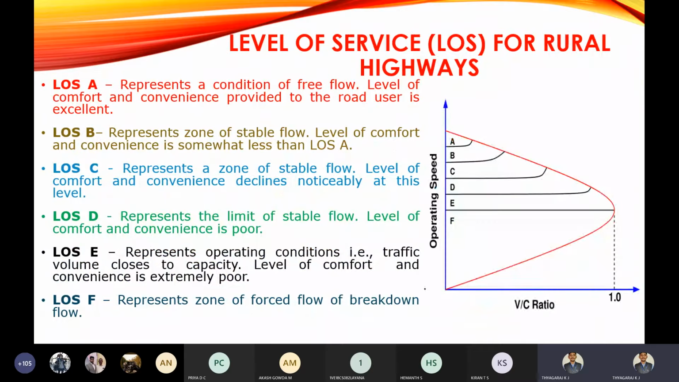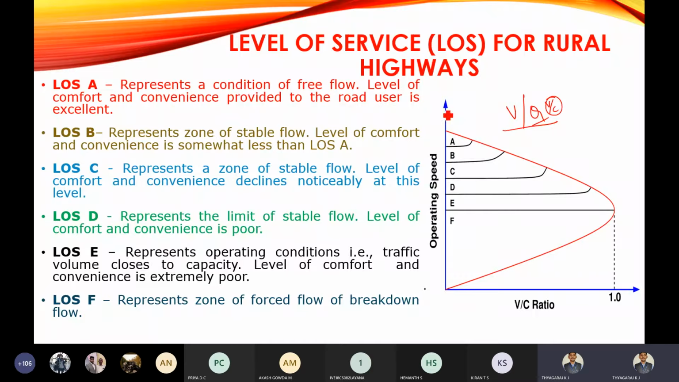I told you, there are 6 levels of service. Among those, they have designated the levels of service as A, B, C, D, E, and F. As we all know, this curve is called the speed versus flow curve. This is the flow curve, or we can call it the volume to capacity ratio, V/C curve, or Q curve.